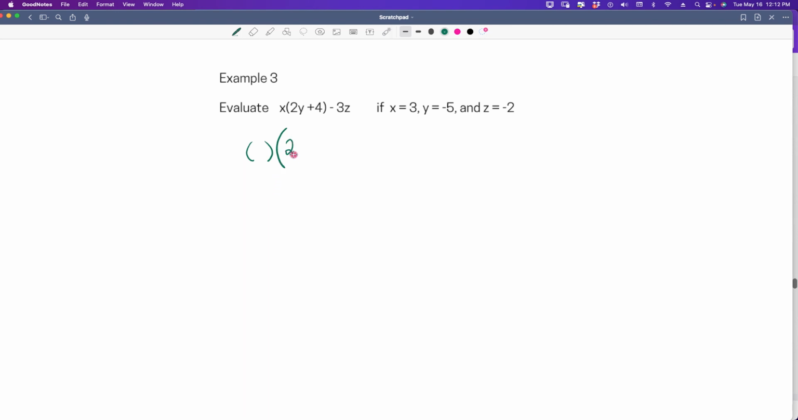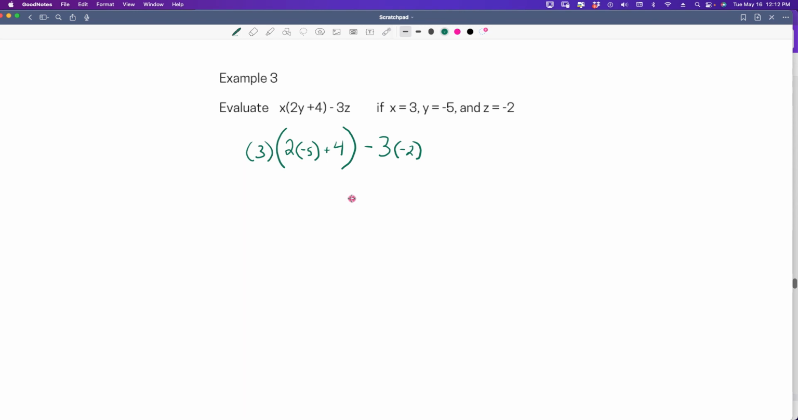And I have the number 2, and then I have a y. So I'm going to put a bucket for y plus 4. And then I have the other existing parenthesis. So you can clearly tell that these parentheses were of greater value, right? Now I have a minus sign and a 3, and I am going to make a bucket for z. Now I can put the values for each one of those letters in the buckets that I've made. So x is a positive 3, y is a negative 5, and z is a negative 2.